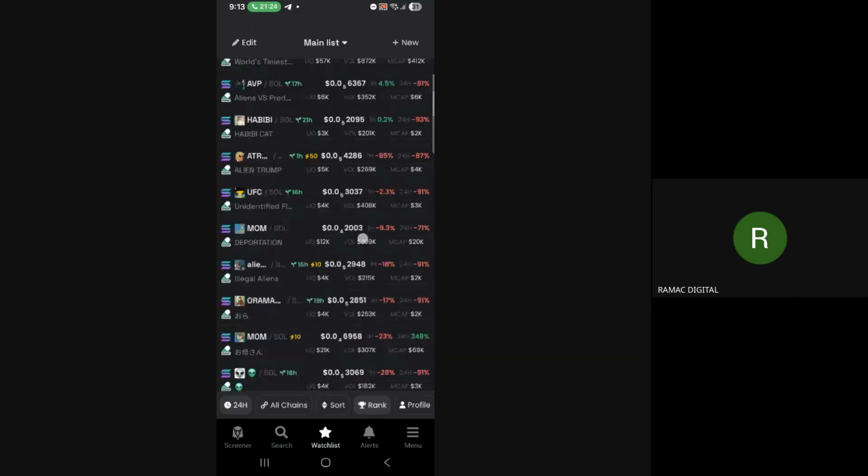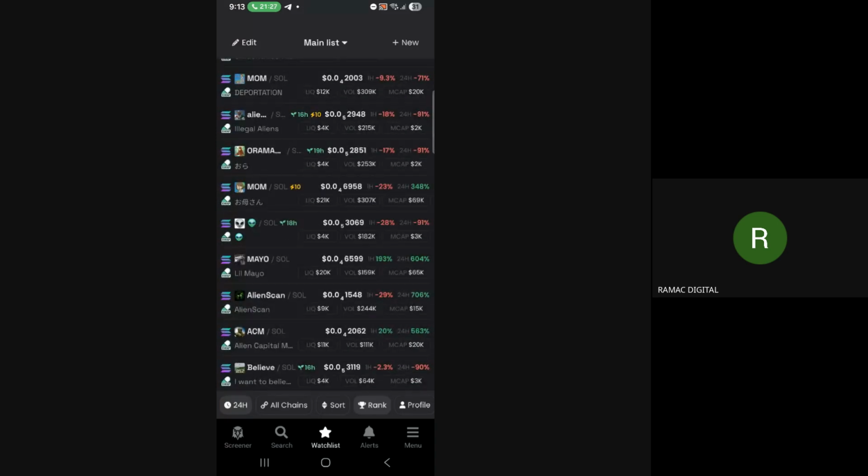Now, this coin, Little Mayor, was dead when I saw it. It was dead, like life had gone out of it. It was at 1K market cap. Life had gone out of this coin. But the coin ran, you can see it in 24 hours, it has gotten to $65K. Now it has come down. It went as high as 111K market cap this morning.